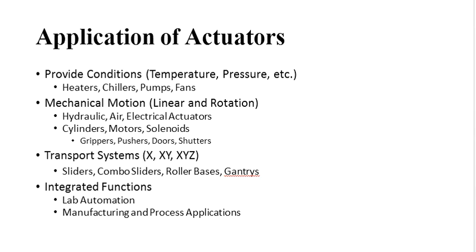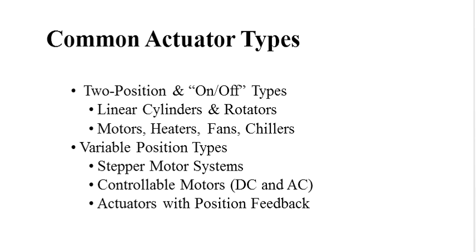There are also actuators to be put on transport systems so you can move things around or do stuff in the X, XY, or XYZ plane and make it change with time or whatever. And this includes using it with gantries, combo sliders, roller bases, and so forth. And then these can be added together to make complete integrated systems and functions, for example, for laboratory automation or for whole manufacturing processes.